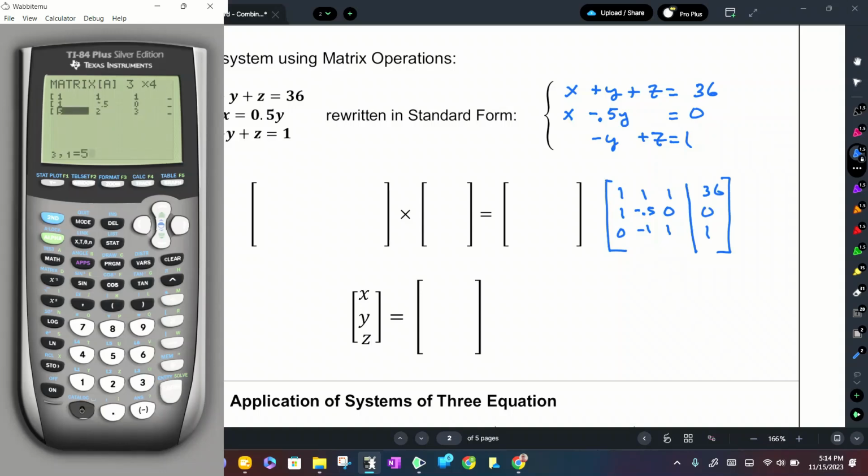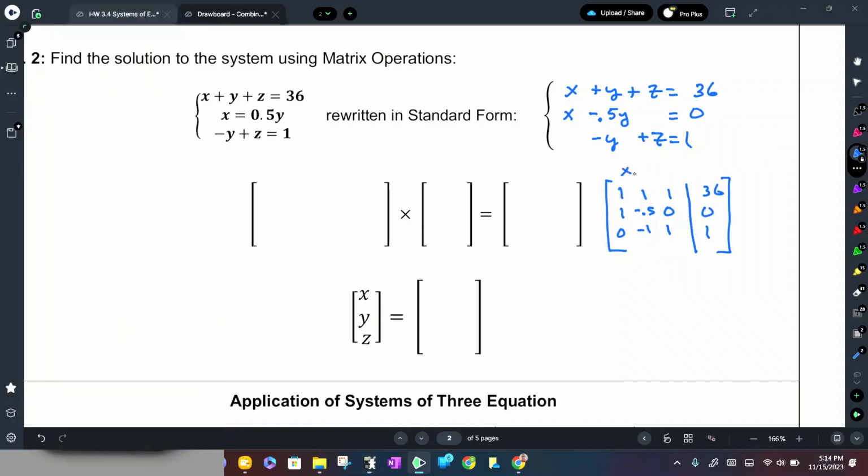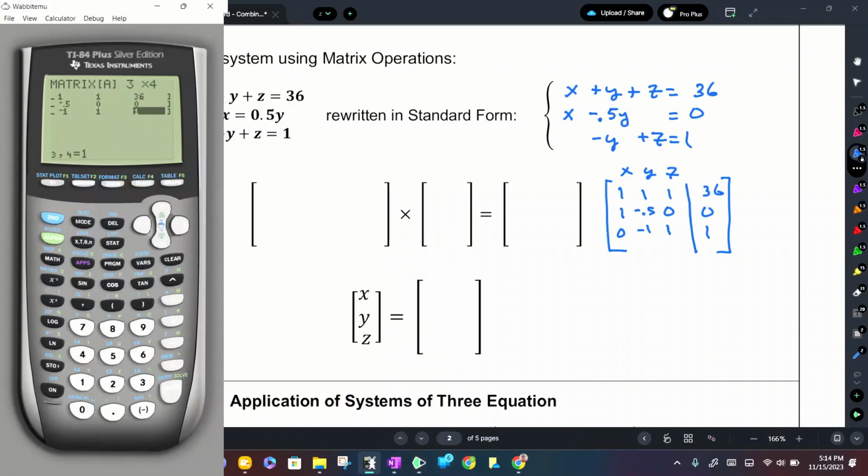And then on our final row, we have 0 for x, negative 1 for y, 1 for z, and 1 for the solution. And I want to check all these numbers again, just to make sure that I haven't made an entry error, because that's a pretty common error. So it looks like my solution matrix is good. My z column is good. Remember, this is like our x column, y column, z column when we set this up. We have 1, negative 0.5, negative 1. That also looks okay. So let's see, 1, 1, 0. That looks okay. So we'll find out here in a second.